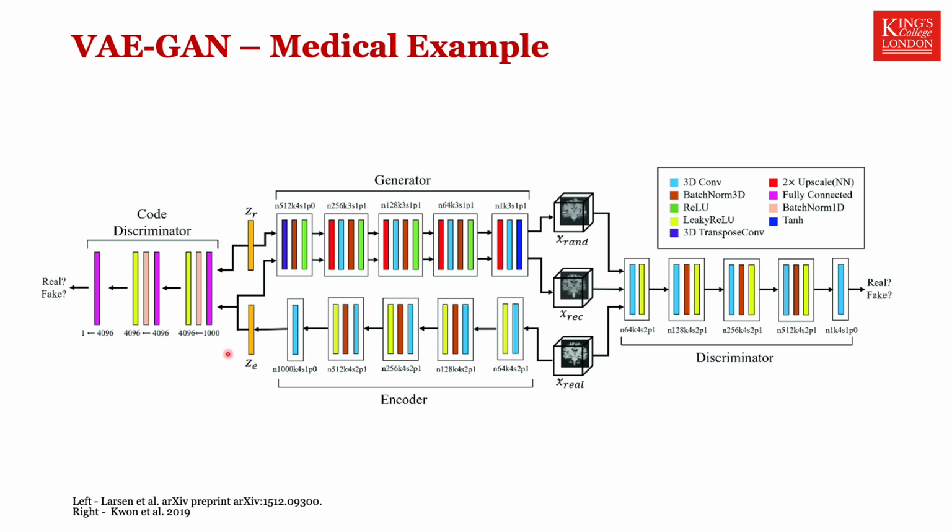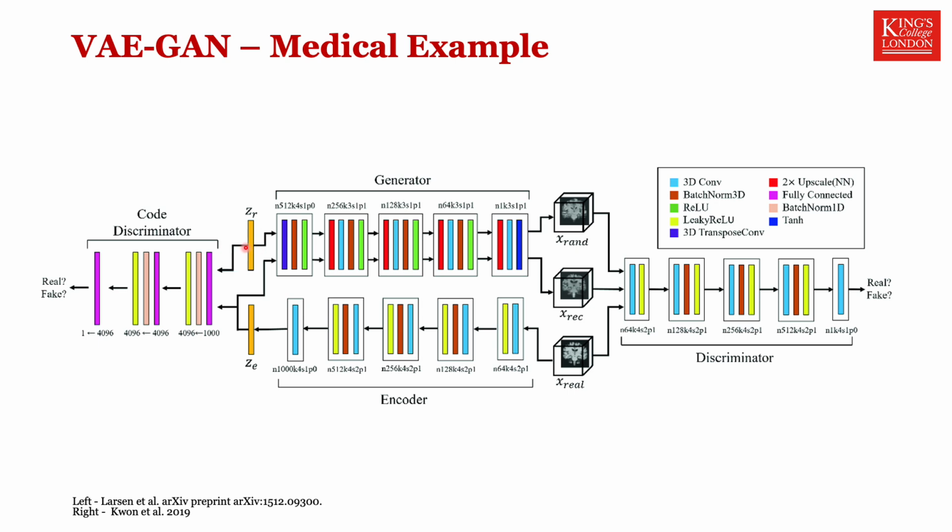So it will force ZE to have the same distribution as ZR, so that the samples are indistinguishable from each other from the point of view of this code discriminator. This model here is really interesting because it does several things at the same time. It can reconstruct via the encoder decoder. It can force ZE to have a certain distribution by using the code discriminator versus this random sample ZR.